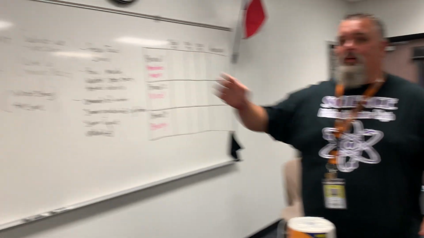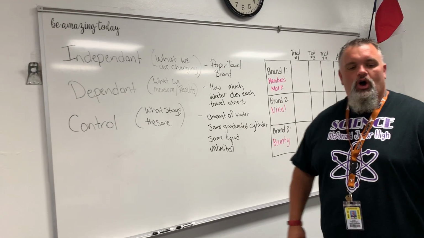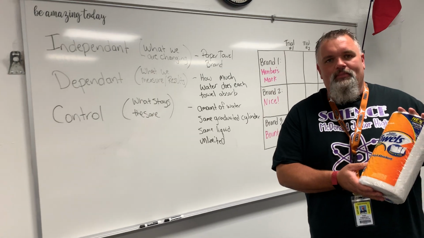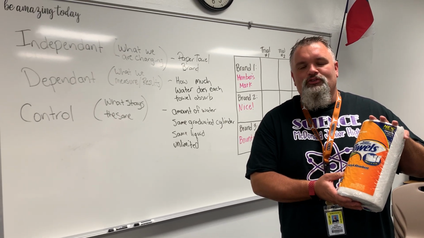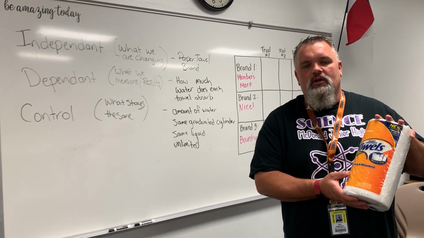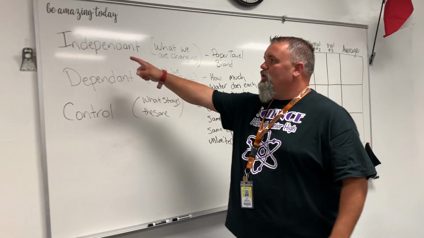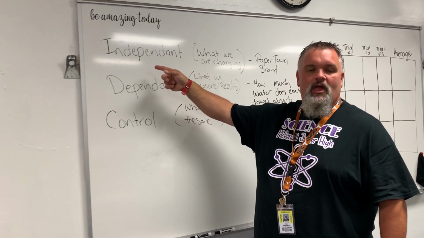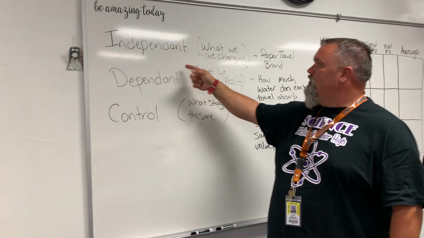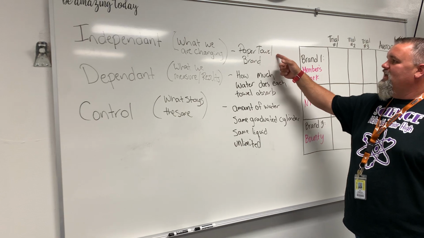So let's start off with what we're learning about: independent, dependent, and control variables. What we're going to do is dip these paper towels in a graduated cylinder of water and measure how much each towel absorbs. First, let's start with the independent. Remember, independent is I chop. That's independent change. So what are we changing in this experiment? We are changing the paper towel brand.